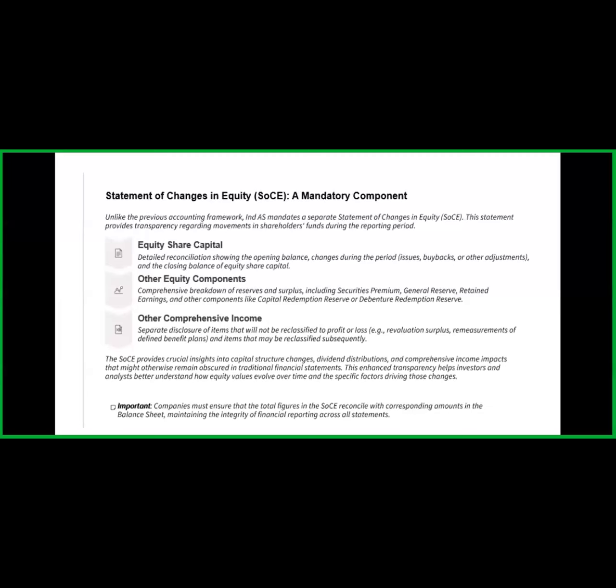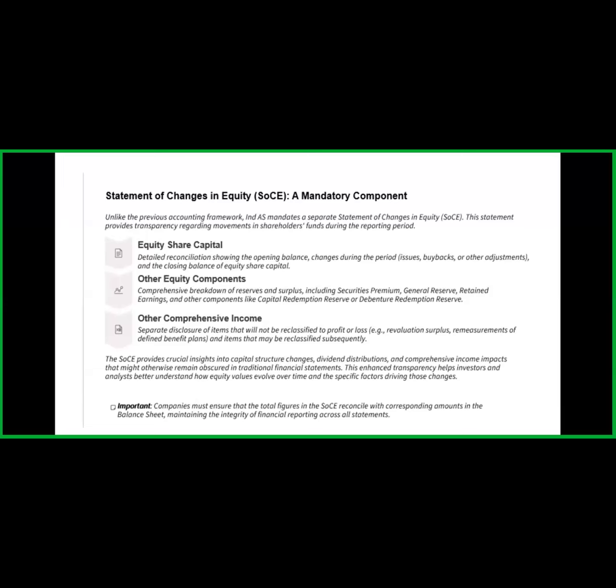Okay, the statement must include the other equity components, like the reserve and the surplus, which they clearly mention, and their breakdowns. Their classification must be mentioned in the statements, including the securities premium, general reserve, retained earnings, and the other components. That must be included in the statements of equity.